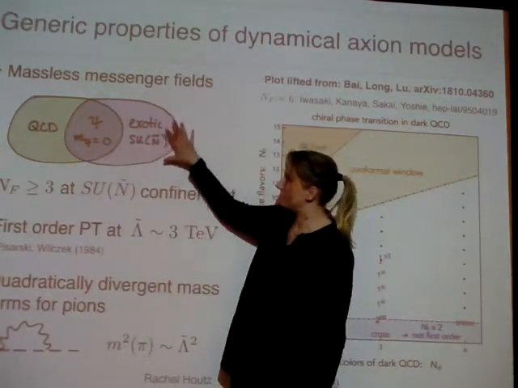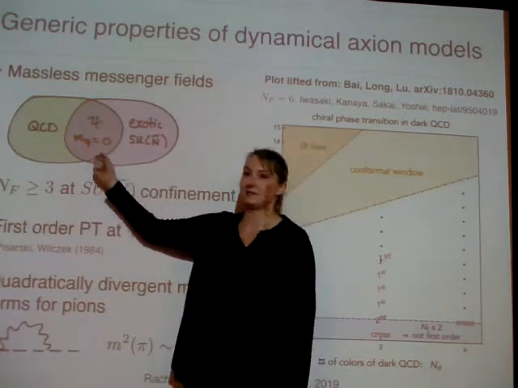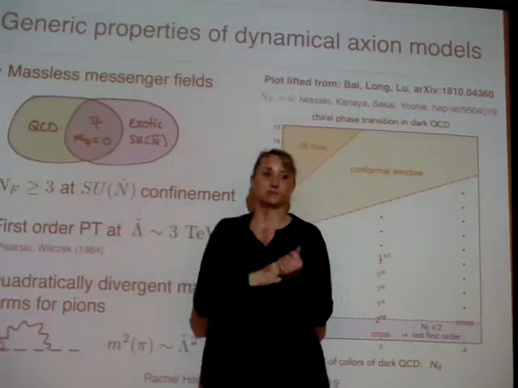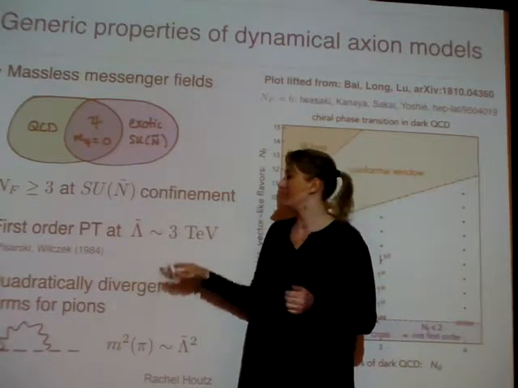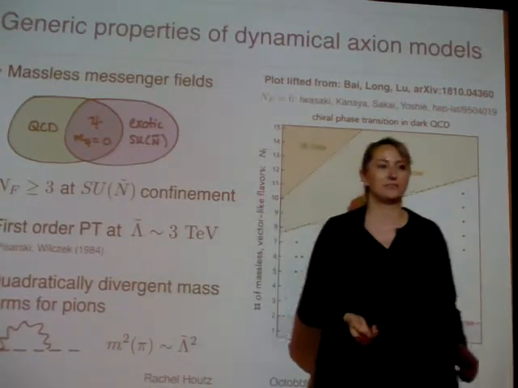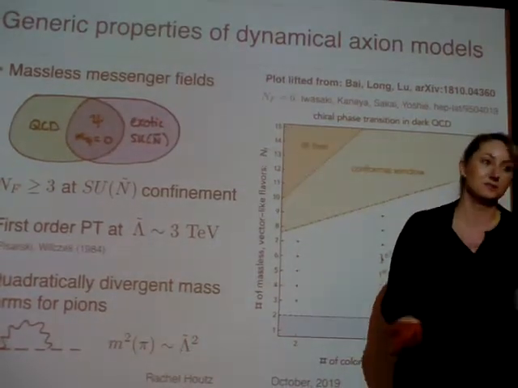That means that from the point of view of the exotic sector, this has at least three flavors, because the colors of QCD are an approximate flavor symmetry from the exotic confining group's point of view. And that's the exact number of flavors you need to guarantee a first order phase transition, so that's nice.